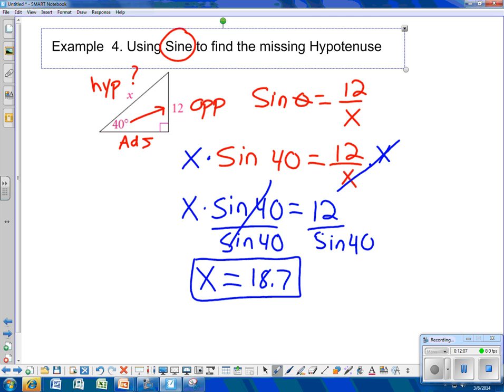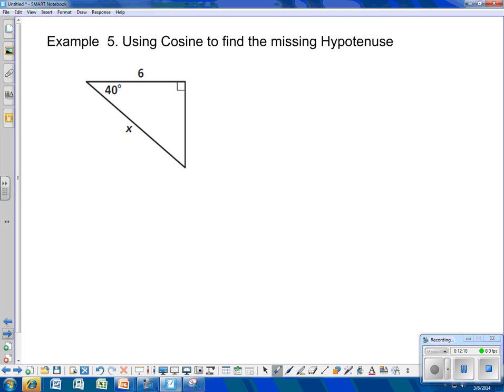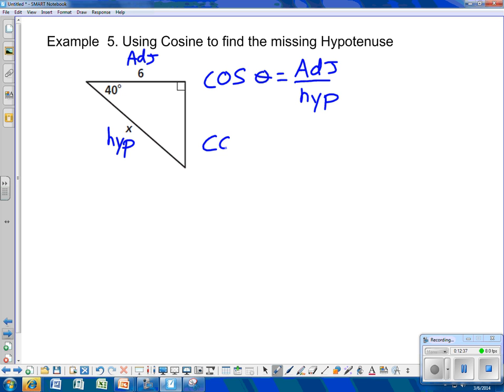All right, last example, very similar to this one. We end up having to use cosine to find the hypotenuse. Now again, we know it's cosine because we're looking for the hypotenuse. We have the adjacent side. So our only trig identity that uses an angle with the adjacent side over the hypotenuse is cosine. And so we end up taking our cosine of our 40-degree angle. That's equal to the adjacent side, which is 6, over our missing side, the hypotenuse of x.